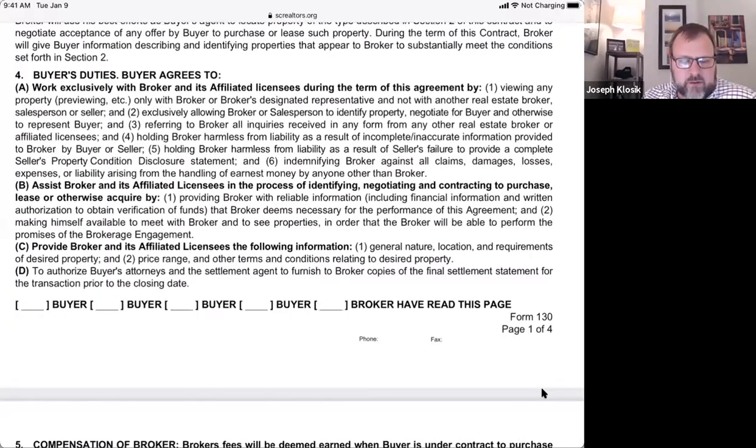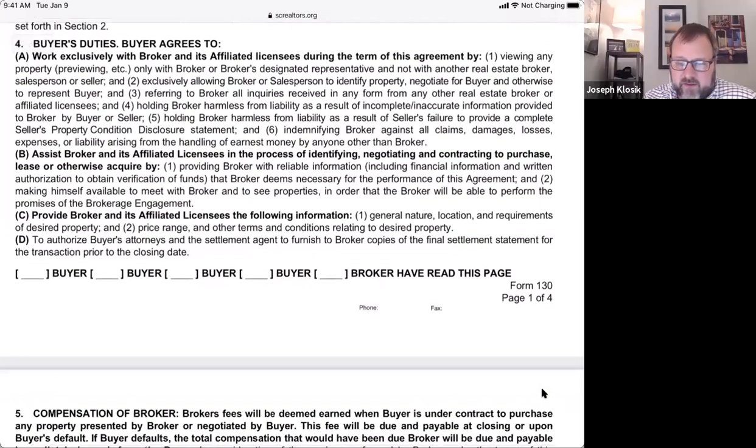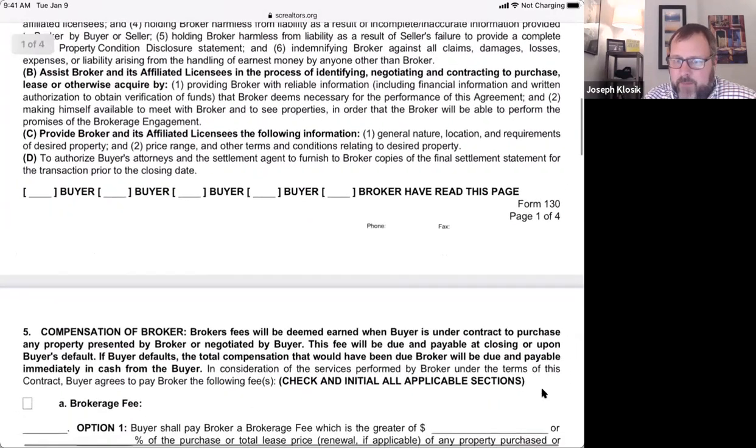Okay, so this goes through the buyer's duties, right? 4A, work exclusively with the broker and affiliate licensees during the term of this relationship. So this is going to be viewing property, allowing the broker to identify property, negotiate for you, referring any inquiries that you've received from other real estate brokers, or even saying, hey, if you find a for sale by owner, or if you do want to go look at new construction, all of that is great. Just let me know. I'd love to be the first point of contact on there. I'm not going to get in the way of you and your perfect home. So in the event you do find a situation that I'm not involved in, or I'm not there with you, I want you to still see the home. Just make sure I'm your first point of contact.